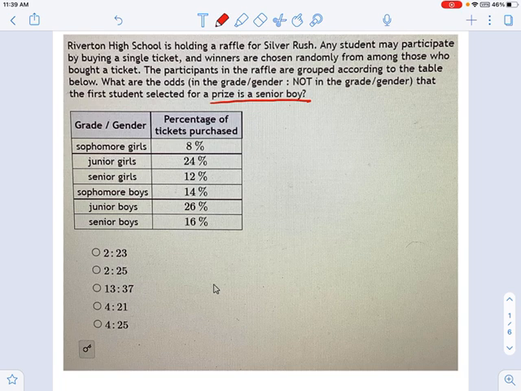Okay, well, I've got this useful data here that says, here's how many sophomore girls there were, here's how many junior girls there were, here's how many sophomore boys there were, and so on. So what are the chances of a senior boy? Well, it's just going to be 16%. That's the number of senior boys versus all the rest. Right? Those are your odds. 16% divided by all the other percents.